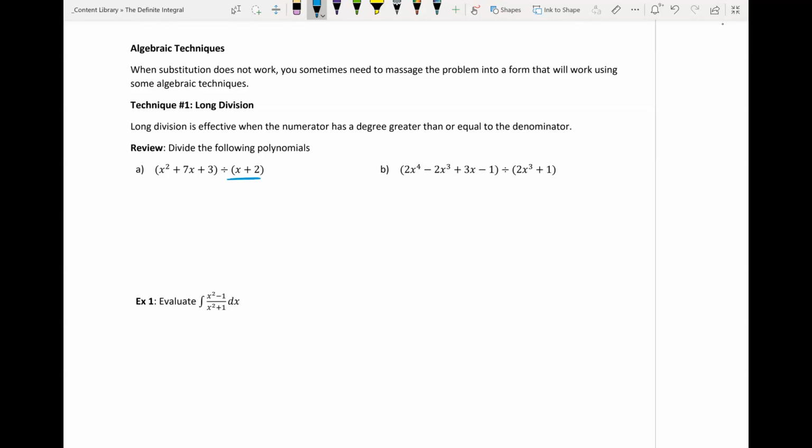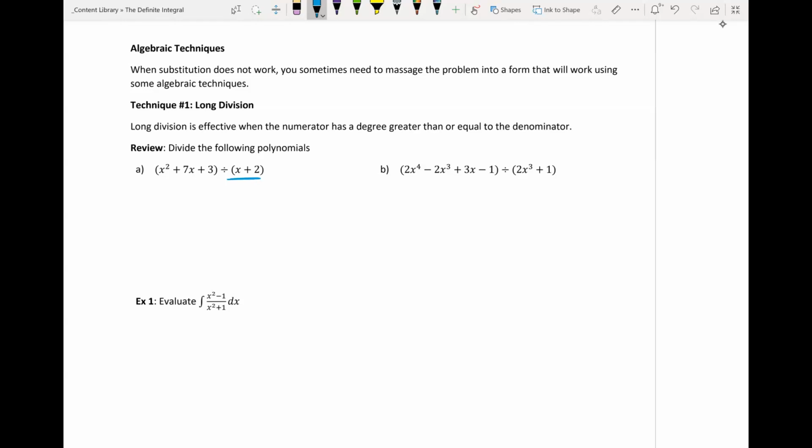In this video, we are going to learn more algebraic techniques so that we can use U-substitution to take integrals. There are 4 techniques that we're going to look at: long division, expanding, completing the square, and separating the fraction. We do have to do some review as we go, probably because it's been a year or more since you've looked at these techniques of long division.